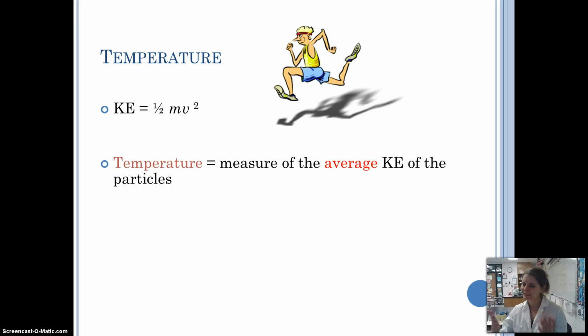Velocity and speed are technically not the same thing, but in this class they're going to be close enough because we're not going to look at vectors until you get to physics. So temperature is the average kinetic energy, which is really looking at speed, because a molecule itself won't change in mass. It just has a certain set mass.